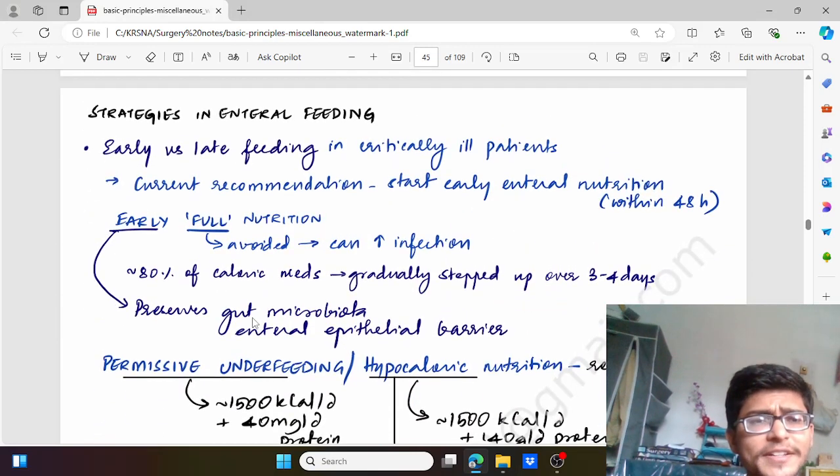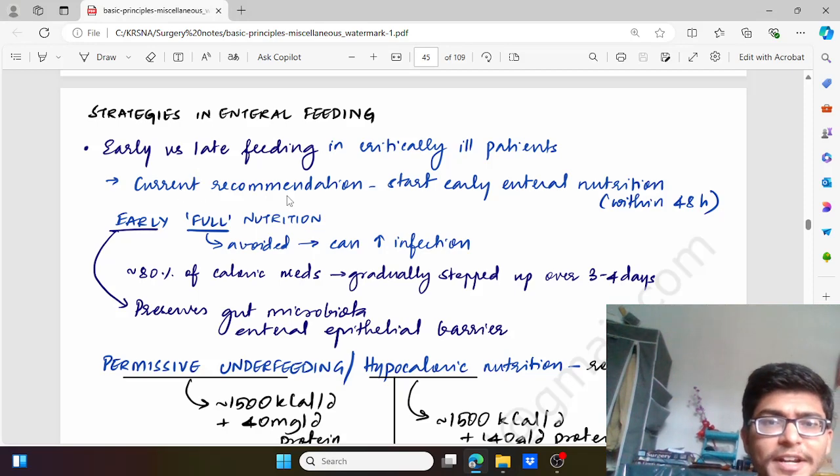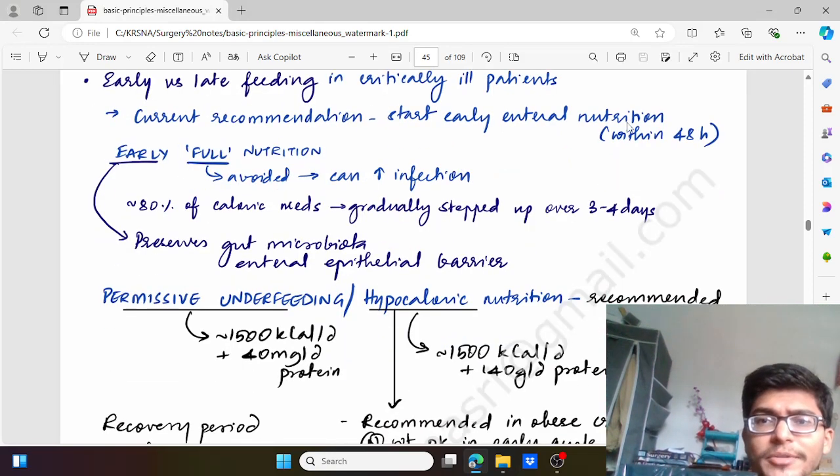So what are various strategies for enteral feeding? Early versus late feeding in the critically ill patient. Current recommendation is to start early enteral nutrition within 48 hours. Early full nutrition is generally avoided because it can increase infection. We give 80% of the caloric needs, and slowly increase over 3 to 4 days.